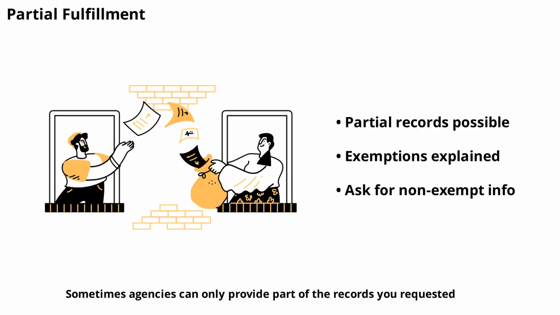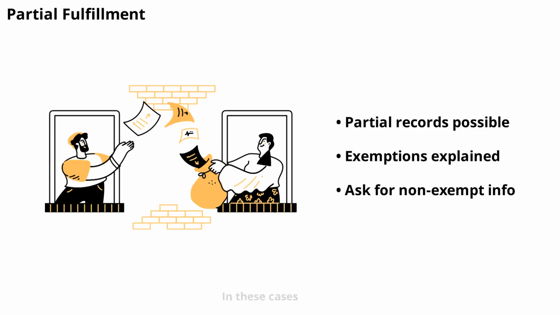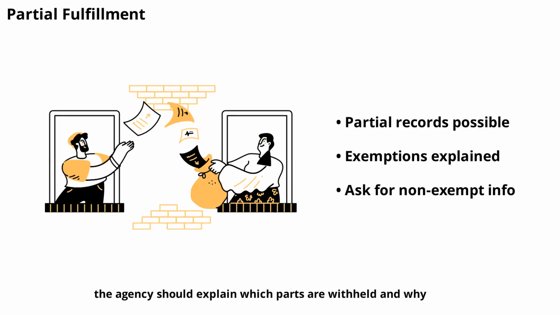Sometimes, agencies can only provide part of the records you requested. This usually happens when some information is exempt from disclosure. In these cases, the agency should explain which parts are withheld and why. You still have the right to receive the non-exempt portions, so don't hesitate to ask for a partial release if full access isn't possible.